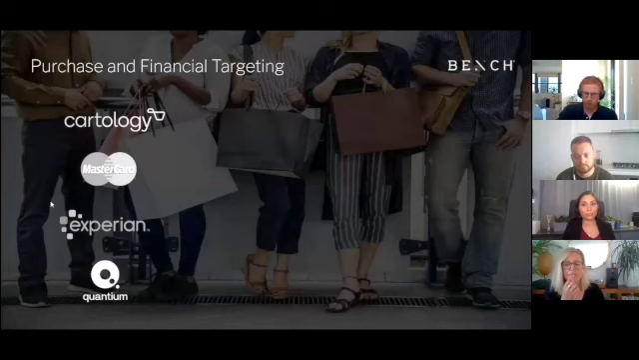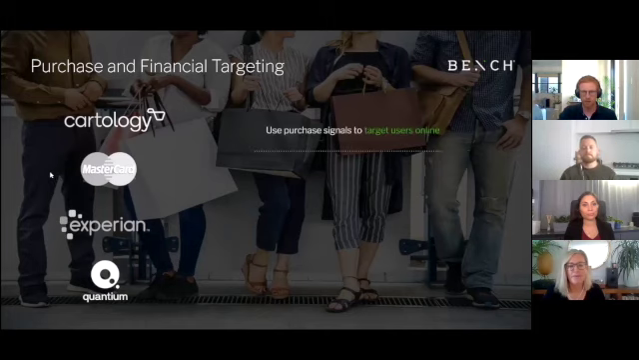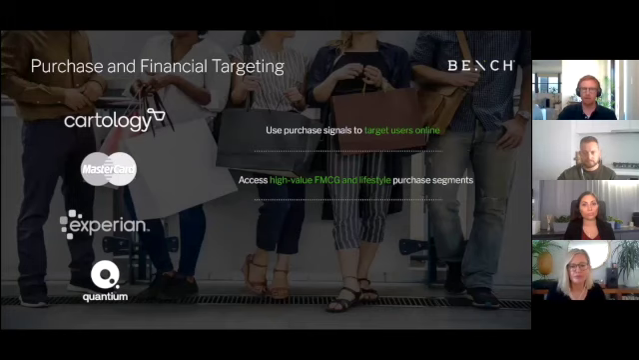Now, what we'll do now is we'll just unpack a few and show you what purchase signals are being captured by what providers. On the purchase side of things, you've got Cartology and MasterCard, which is based on Woolies data and MasterCard purchase data respectively. You've then got your financial data, which is more of your Experians and Quantiums, which is based on Westpac personal financial data, and Quantium now being based on CommBank financial data.